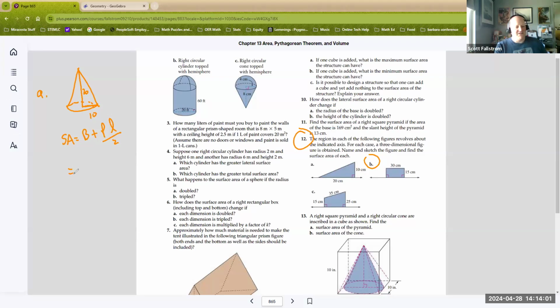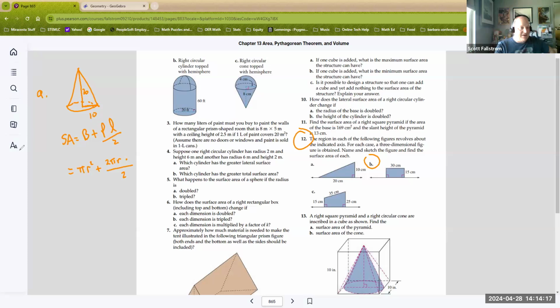So because it's a circle, the base would be pi r squared. The base would be the area, sorry. The perimeter would be the circumference, which is 2 pi r times the slant height. And don't forget, we have to divide by 2.